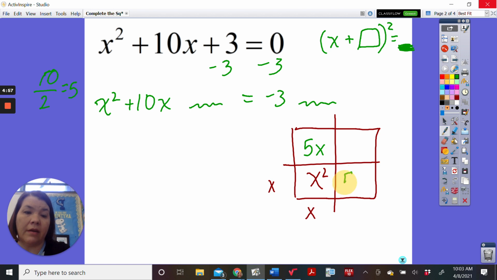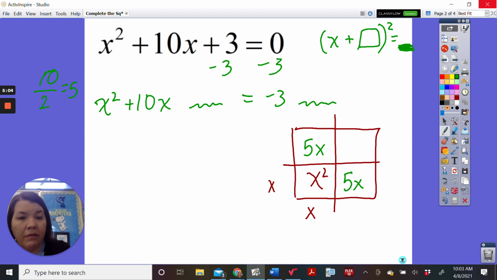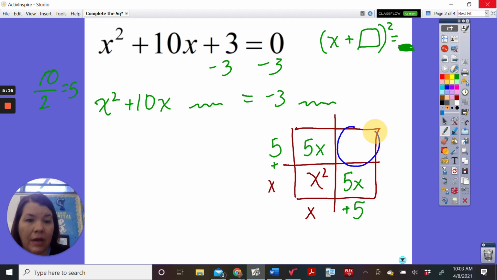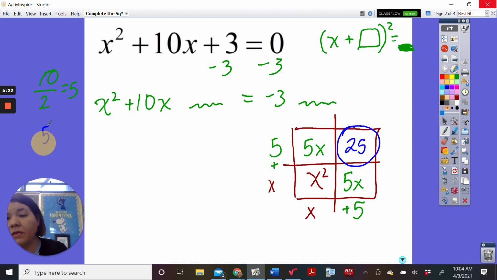I should really have used a different color. And so my edges, this must be 5, and this must be 5, and they're both pluses because 5 is positive and 10 is positive. And so what is this number right here? Well, it's 5 times 5, which is 25, or 5 squared. And so my squiggle is plus 25.